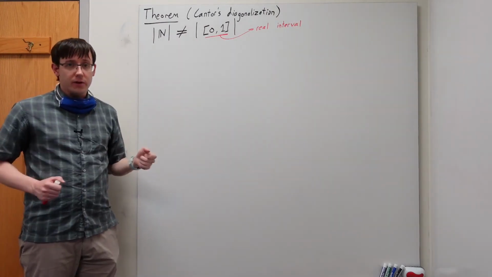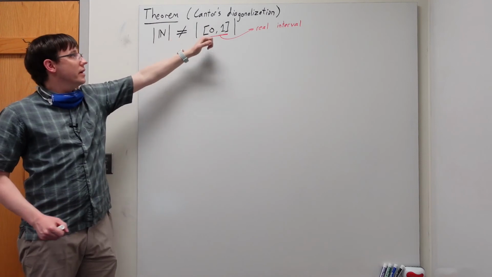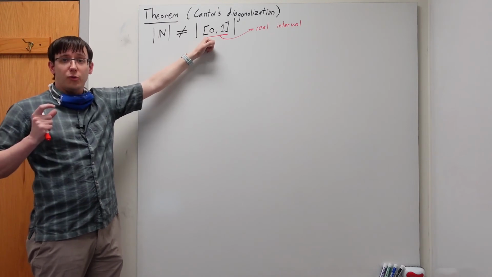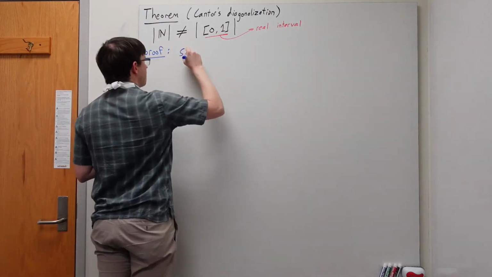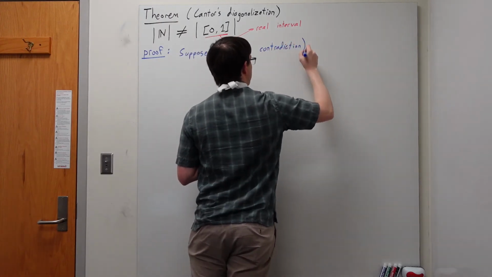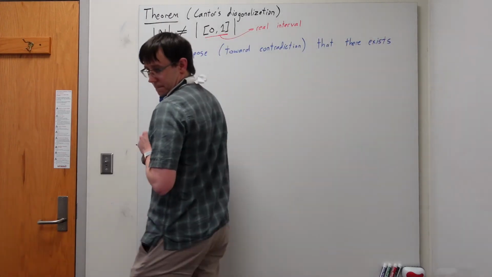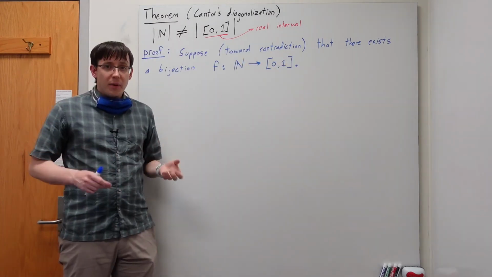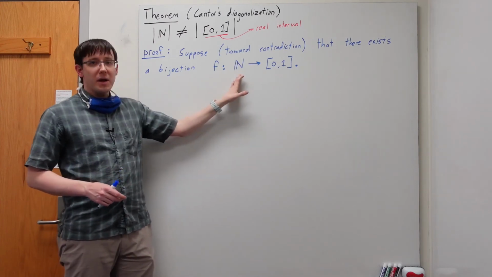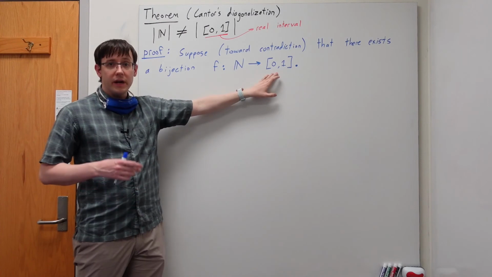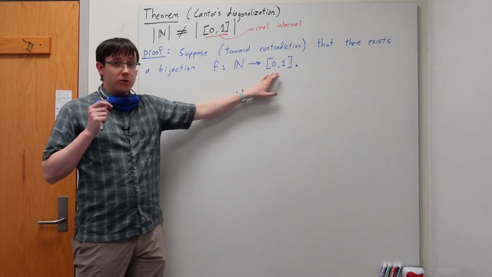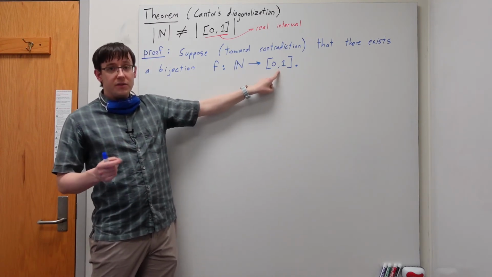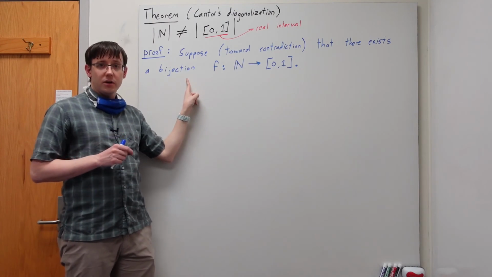One variant of Cantor's theorem says that the cardinality of the natural numbers is not equal to the cardinality of the 0 to 1 interval of real numbers. So we are hypothesizing that we have some bijective function that maps the natural numbers to the 0-1 interval, and then we're going to arrive at a contradiction by showing that we missed something in this interval, meaning our function wasn't onto and therefore wasn't a bijection.